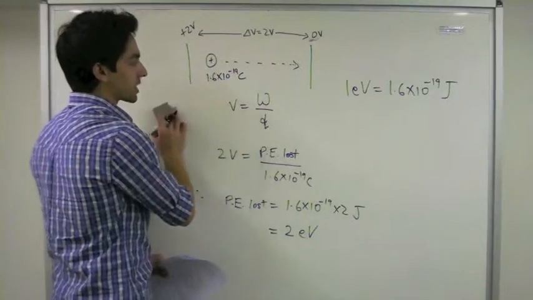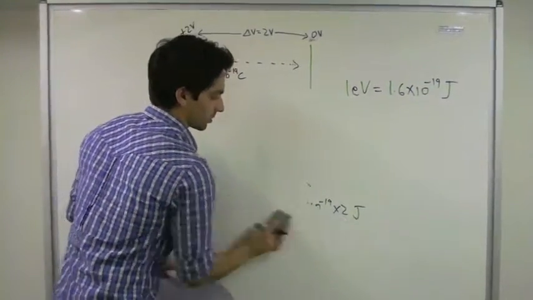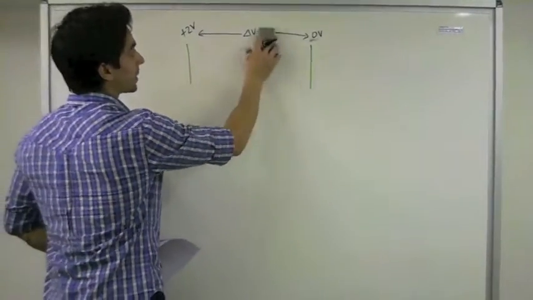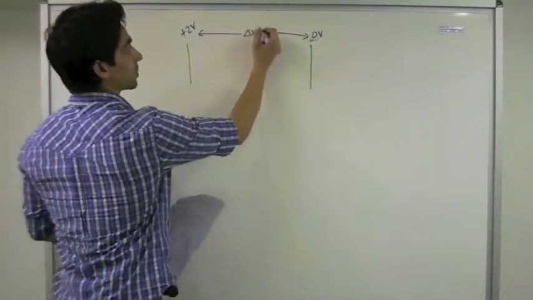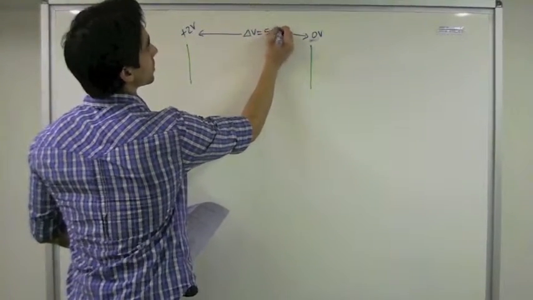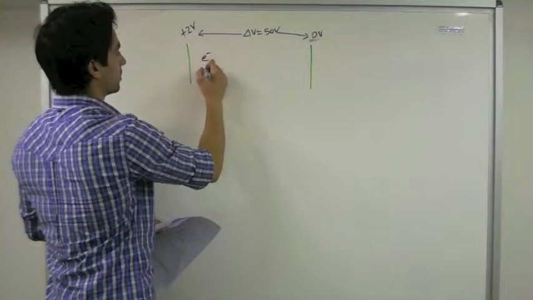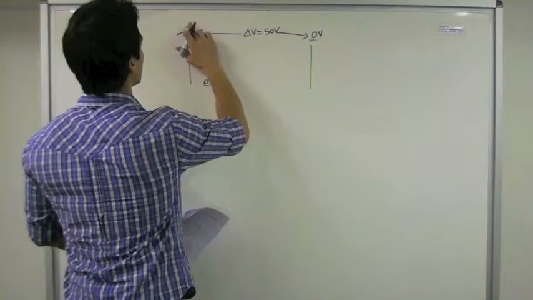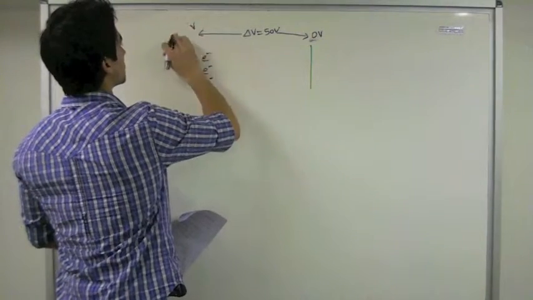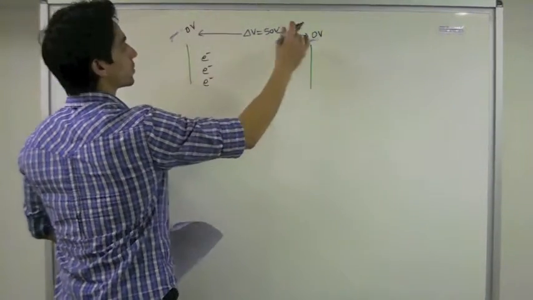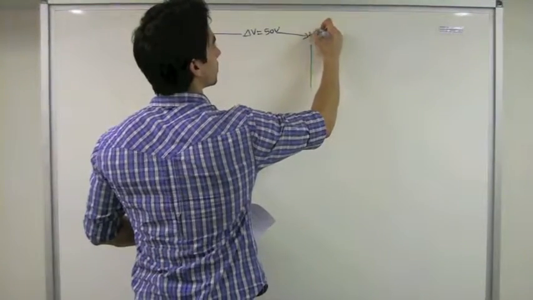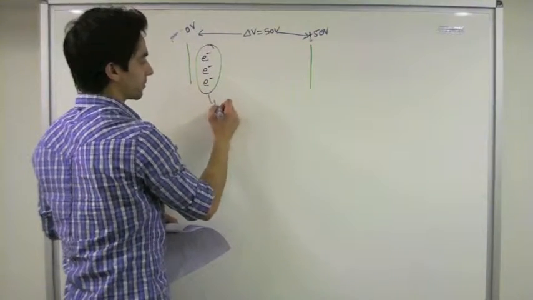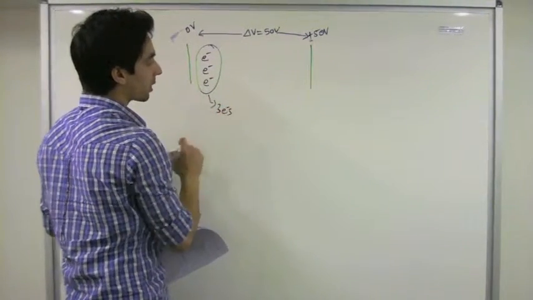So another example, for example, if we had a potential difference of 50 volts and we had electrons moving from 0 volts to positive 50 volts, and we have how many? We have 3 electrons. Okay?